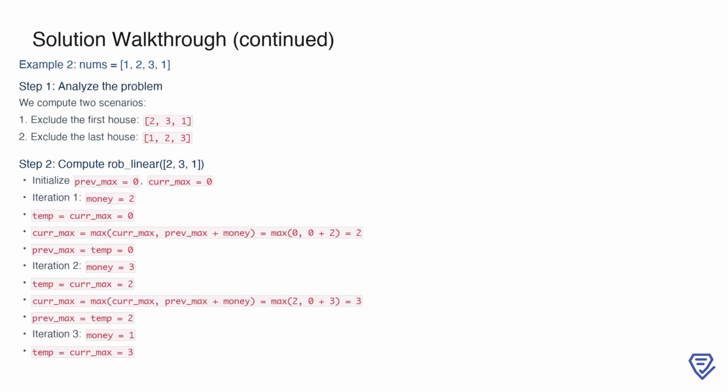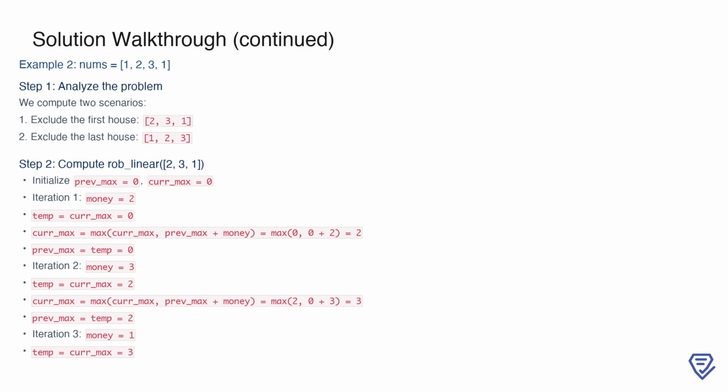For the second example, where the input sequence is 1, 2, 3, 1, we follow the same logic. First, we exclude the first house and consider the sequence 2, 3, 1. Then, we exclude the last house and consider the sequence 1, 2, 3.